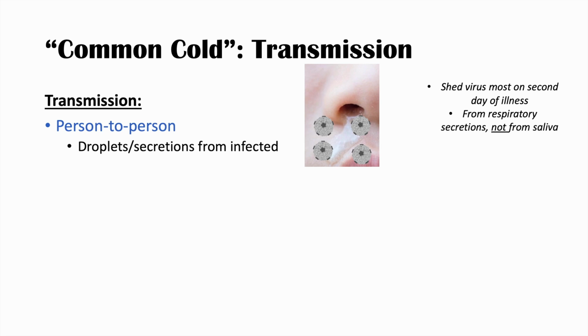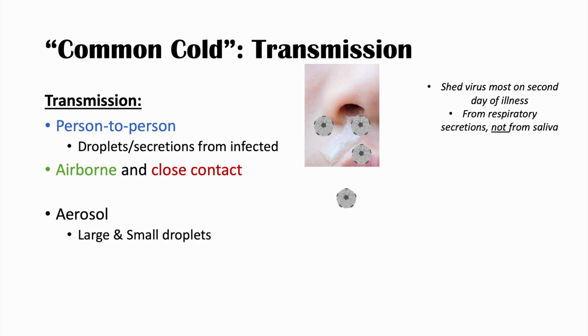And the virus is shed from respiratory secretions, not from the saliva. So there have been studies looking at this. They've checked the saliva of individuals. Usually 90% of the time, the virus is not in the saliva, but it can be in some instances. So don't want to say it's not always shed in the saliva, but the majority of the time it is not. So person to person is one way. There's also airborne and close contact as ways that this can be transmitted as well. The virus can be aerosolized and go out in the air in large and small droplets.